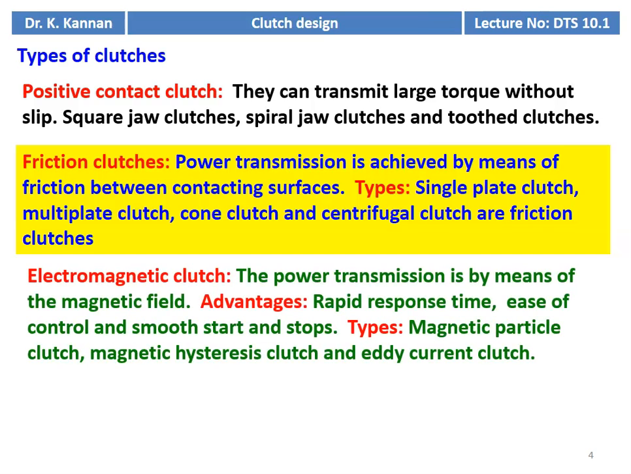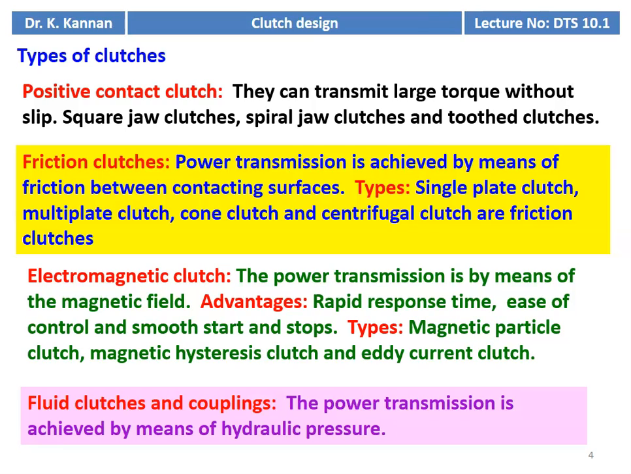Then another type of clutch is the electromagnetic clutch. The power transmission is by means of a magnetic field. The advantages of electromagnetic clutches are rapid response time, it will respond immediately, ease of control, and smooth starts and stops. The types of electromagnetic clutch are the magnetic particle clutch, magnetic hysteresis clutch and eddy current clutch. These are the different types of electromagnetic clutches.